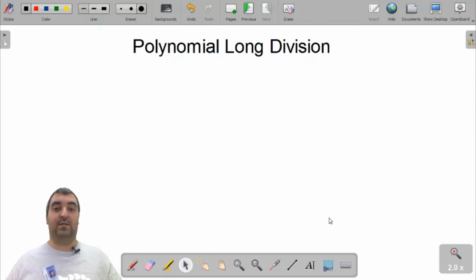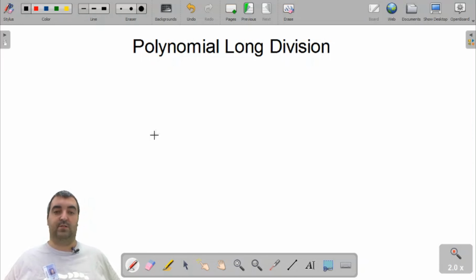Today we're going to talk about polynomial long division. This is really almost the same algorithm as normal numeric long division. Long division with numbers looks very similar. I personally think it's actually easier than numeric long division.